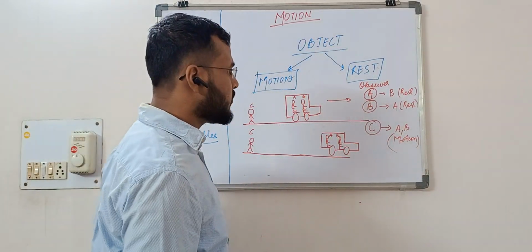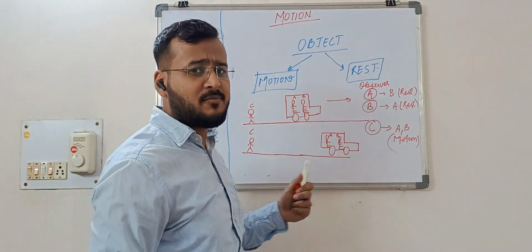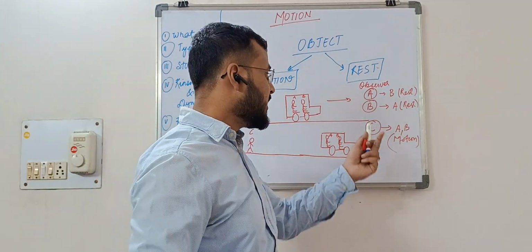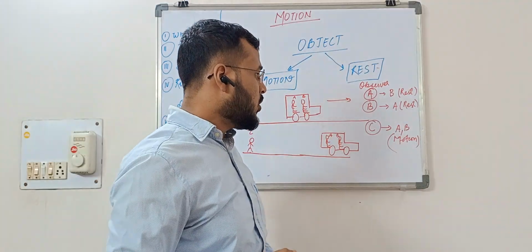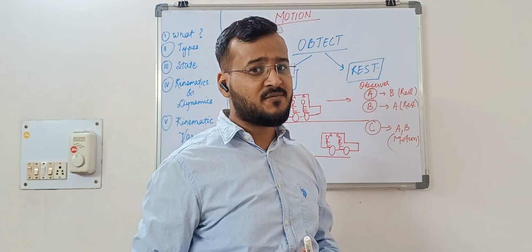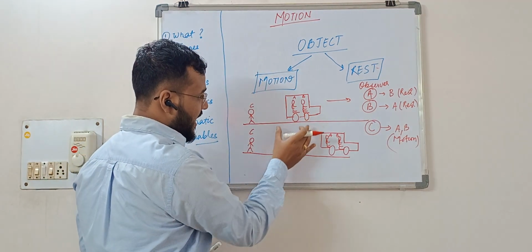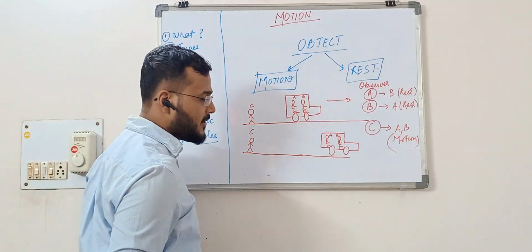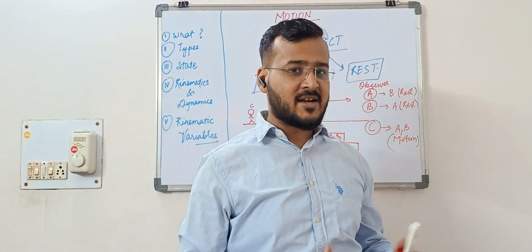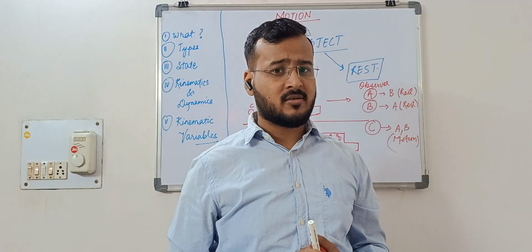Well, that is quite confusing because when A was looking at B, B is at rest. And when B turns around and looks at A, A is at rest. So they should be at rest. But when C is looking at A and B both, he finds that their position has changed. They were initially here and after some time they have moved ahead. So he will say that both A and B were in motion. Now it's quite confusing, right?